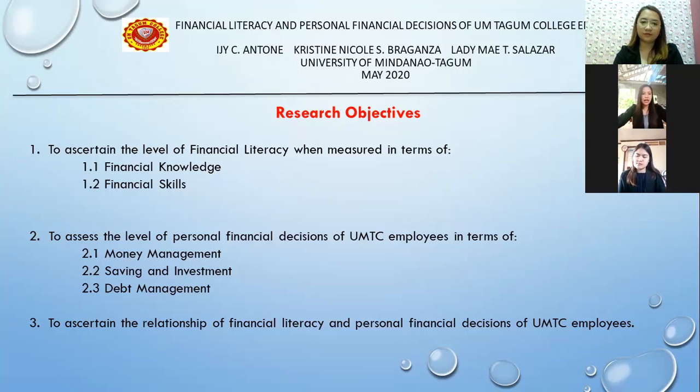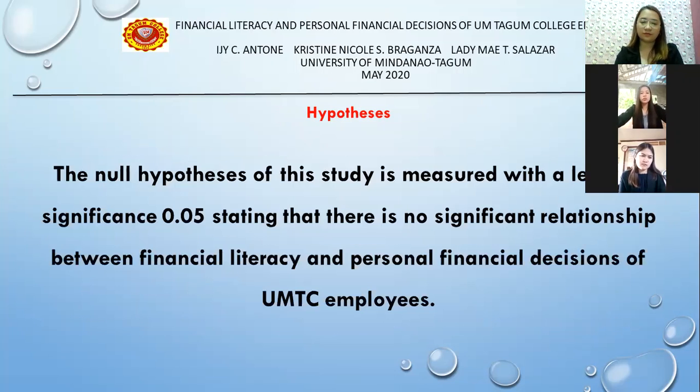The next is the null hypothesis. The null hypothesis of this study is measured with the level of significance of 0.05, which is the standard level, stating that there is no significant relationship between financial literacy and personal financial decisions of UMTC employees.